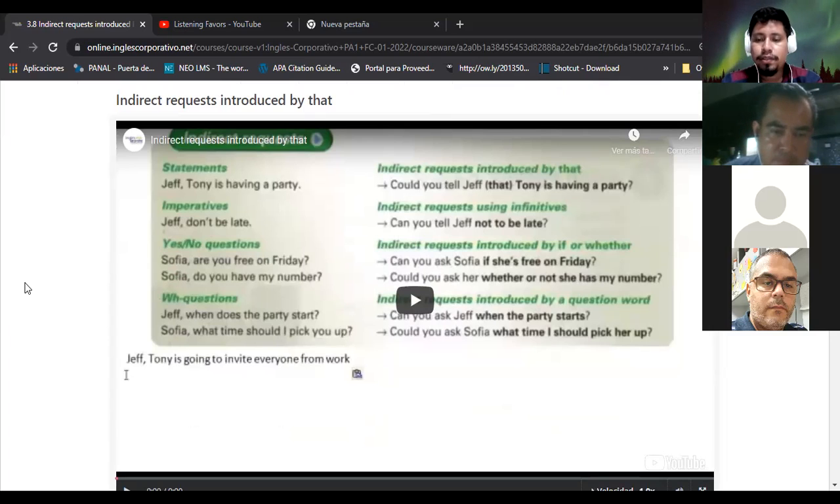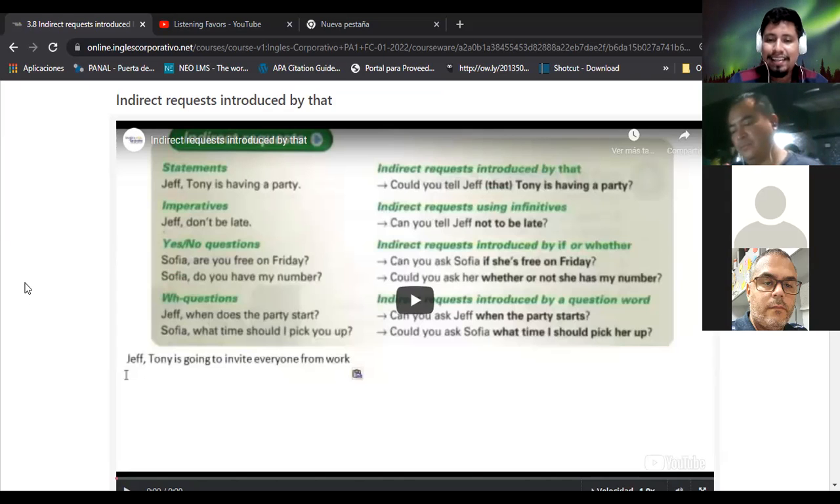¿Cuáles son los question words? What, when, where, why, and the rest of it. Okay. Y el who, okay. Y el resto, which, los que nos hagan falta. Okay. So, these kind of questions we use in that way.